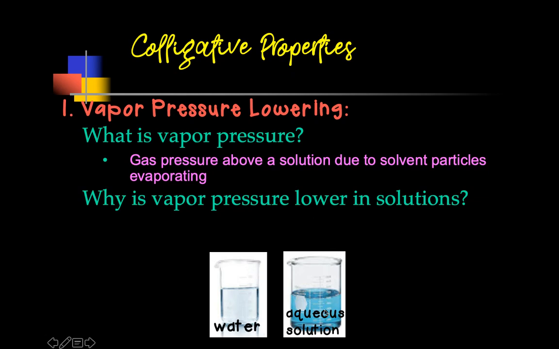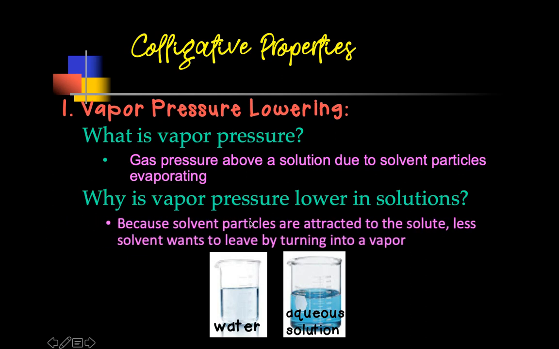The aqueous means it's water mixed with whatever the solute is. The water is attracted to the solute. It wants to stay in the solution. So because the solvent particles are attracted to the solute, less of the solvent wants to leave by turning into a vapor. So this will have less vapor pressure than pure solvent will. Because in pure solvent, there's nothing extra keeping it as a liquid, so those top particles can turn into a gas. But in here, those top layer of water molecules are attracted to the solute, so they want to stay where they are. So less of those water molecules are turning into a vapor, so less vapor pressure, meaning vapor pressure lowering.